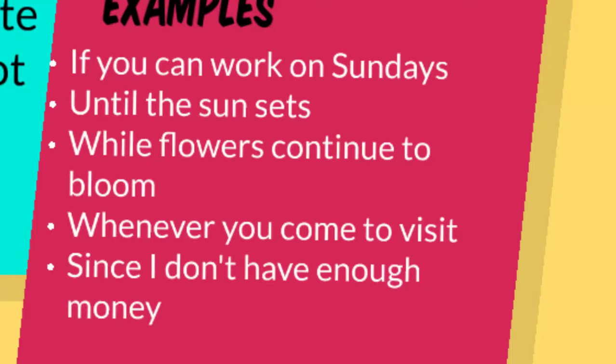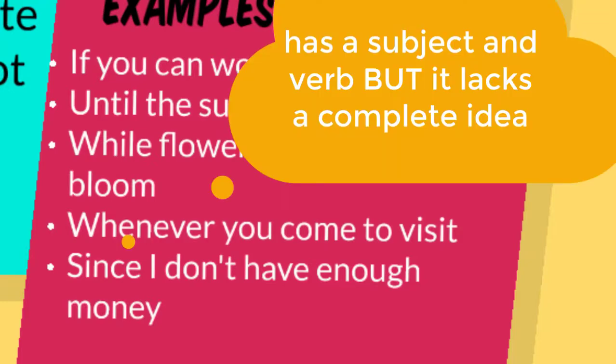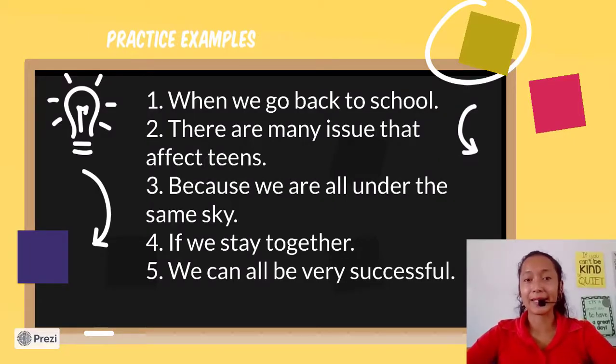The last example says, since I don't have enough money. There is a subject, there is a verb. Is there a complete thought? No, right? So this example is also a dependent clause. Let's practice identifying independent and dependent clauses. So remember that both of them have a subject and a verb because they're clauses. However, what makes them different is the fact that one can remain alone as a sentence and the other one cannot really stand alone because it is an incomplete thought.